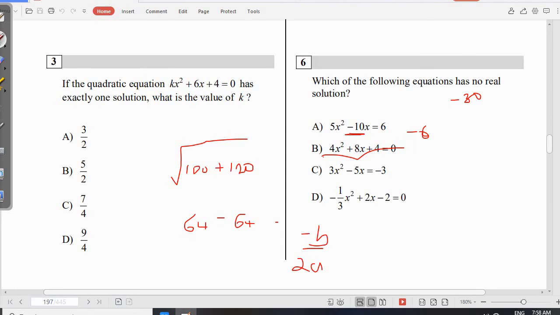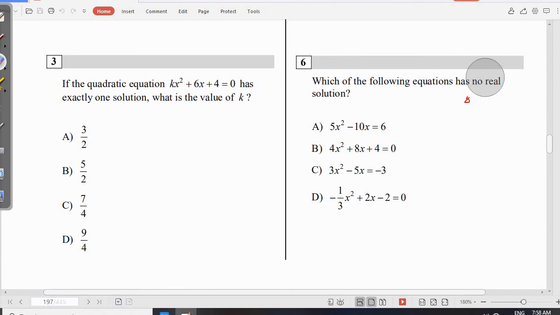Okay, now let's try the next one. We have 3x squared minus 5x minus 3. So we move this minus 3 to the other side, so you have plus 3 as your c. So now let's do minus 5 squared is 25. That's b squared. 25 minus 4 times 3. 4 times 3 is 12. 12 times 3 is 36. Oh, we have seen the answer. This will give a negative answer. If this gives you a negative answer, that means it has no real solution.